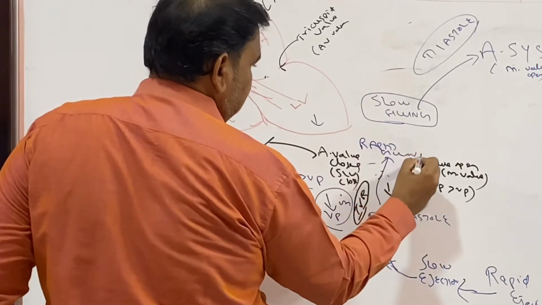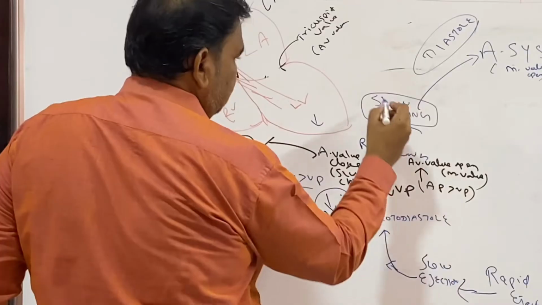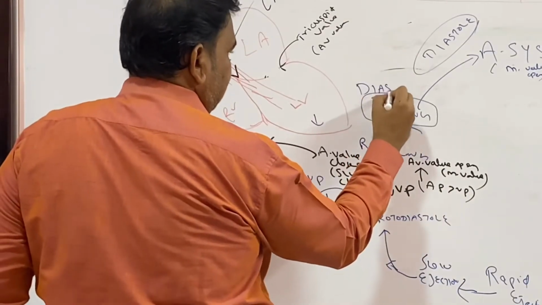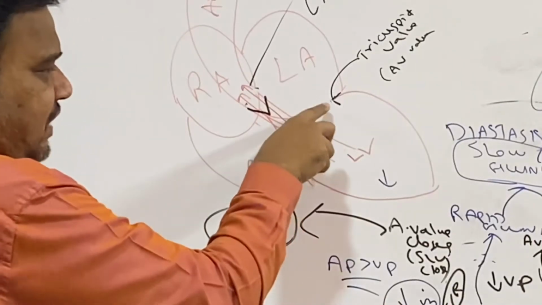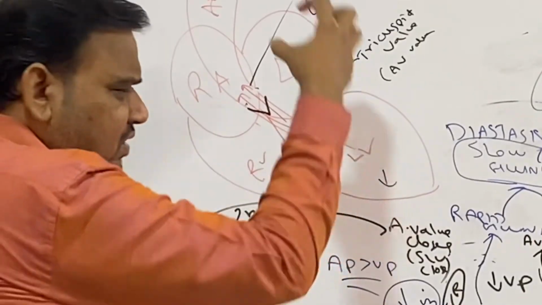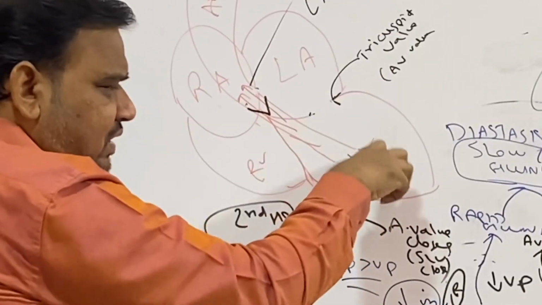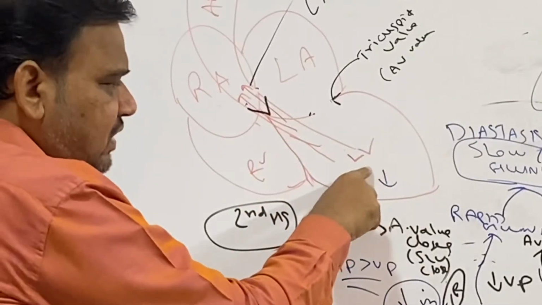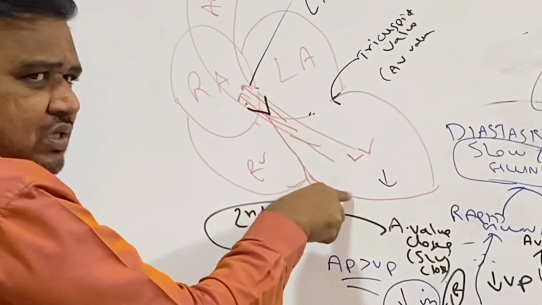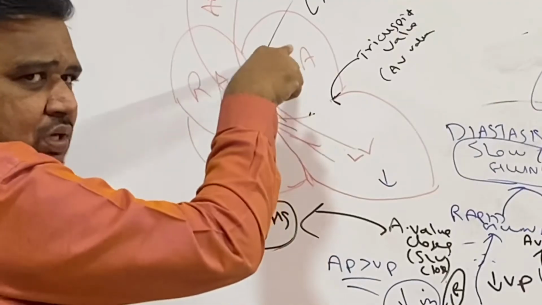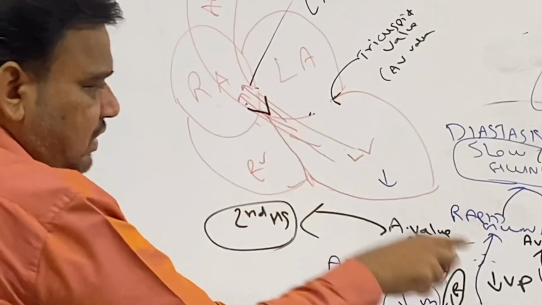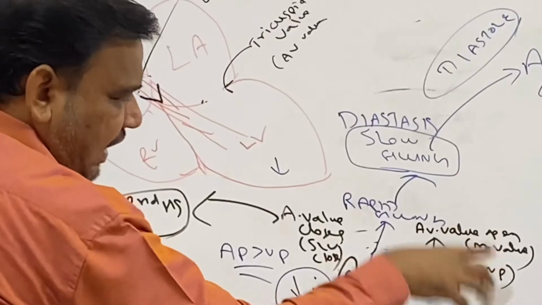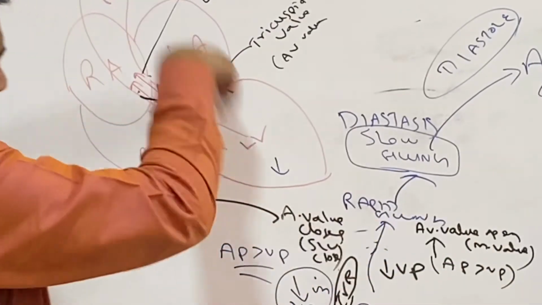Because of this, there is going to be the next phase, rapid filling phase, then slow filling phase. Slow filling phase is also called diastasis. Note it down. Why does the filling occur? This valve opens. Why does this valve open? The ventricular pressure decreased too much. Why has it decreased? All the blood is ejected. So this pressure decreases, and this pressure is more than this pressure. So the blood has to come from the left atrium into the left ventricle. For this, the AV valve is opened here. As the AV valve opens, there is filling.